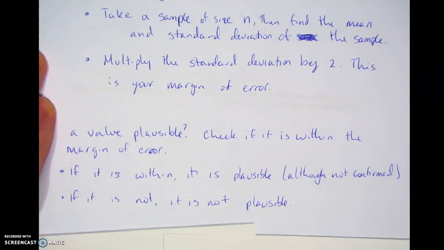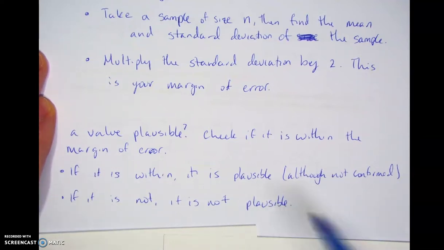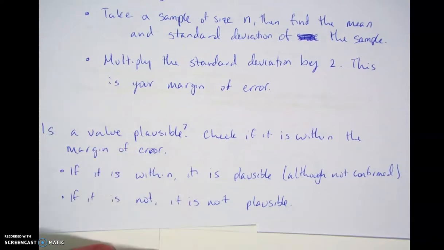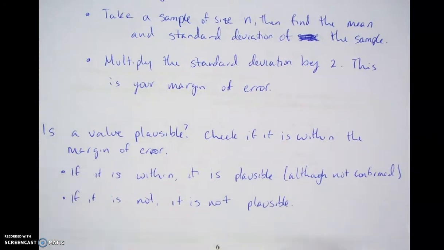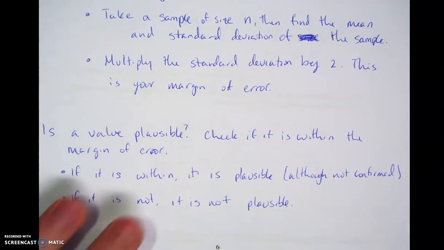And if it's not within, then it's not a plausible value. For right now, we're going to use this word plausible until in later chapters we talk about some better language for that. So 3 things here. Calculate the margin of error, interpret it in a sentence, and then check to see if the value is plausible. So let's flip this over and do some examples with this.